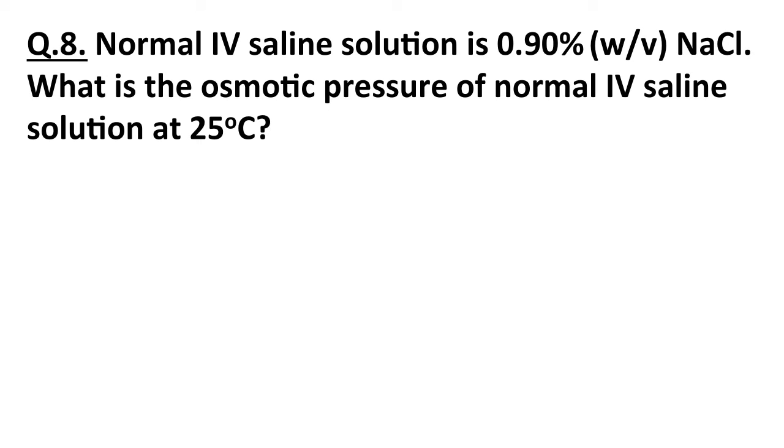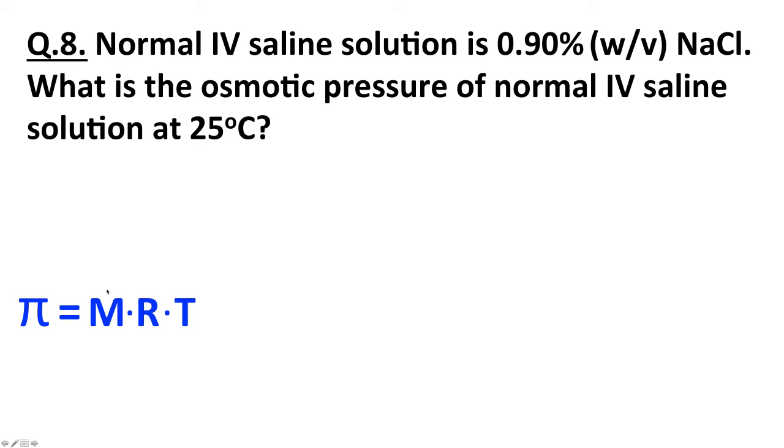Okay, and a practice calculation with this. Normal intravenous saline solution is 0.90% weight to volume NaCl. And the question is, what's the osmotic pressure of this normal IV saline solution at 25 degrees Celsius? And of course, if we're dealing with finding osmotic pressure, we should use the osmotic pressure equation. R is a known constant. T is given, temperature in Celsius here, we convert to Kelvin.